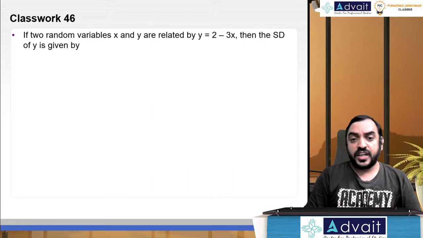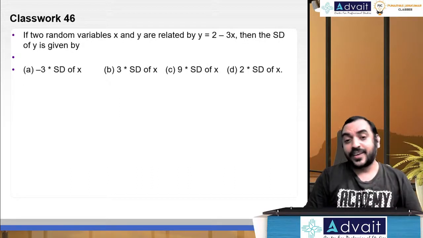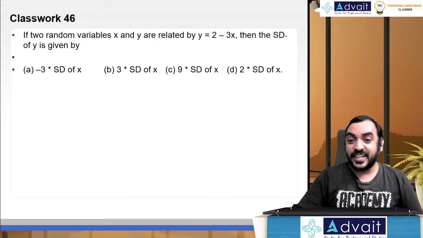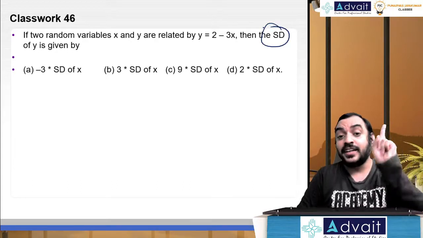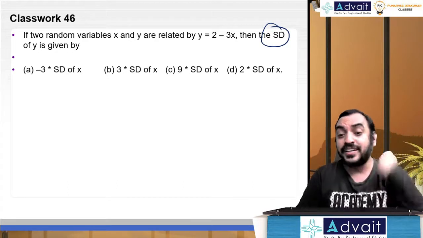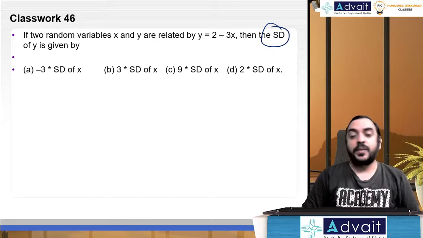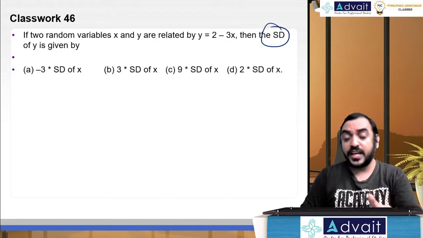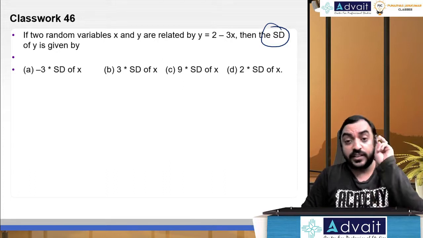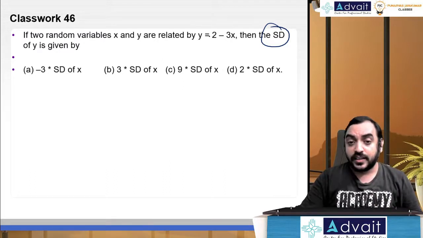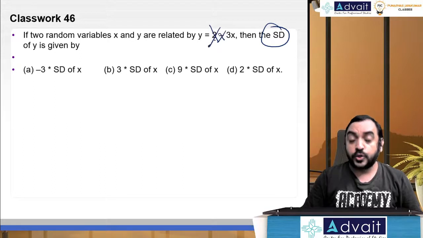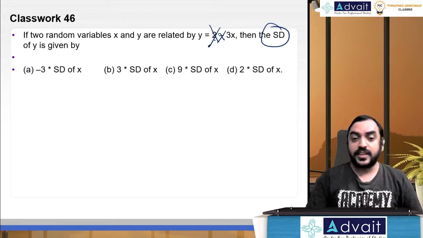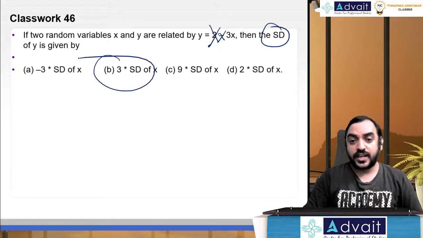If two random variables are related by y equals 2 minus 3x, then the standard deviation of y is given by? Can you tell me which is the right option? Standard deviation is independent of origin but dependent on scale and cannot be a negative number. When they give you an equation for standard deviation, we ignore the constant and ignore the minus sign. So what remains is 3x, that is 3 into standard deviation of x.